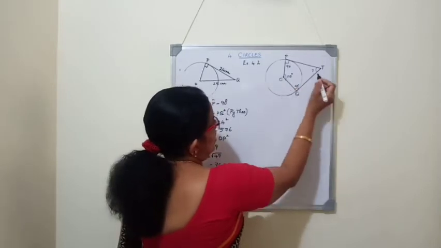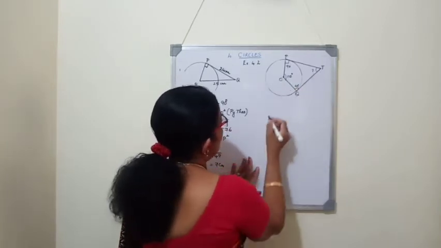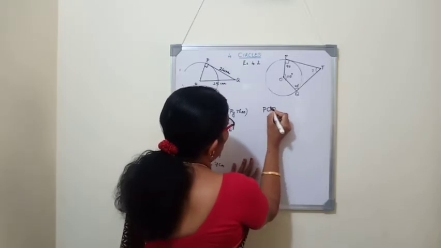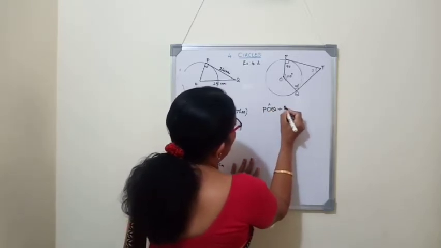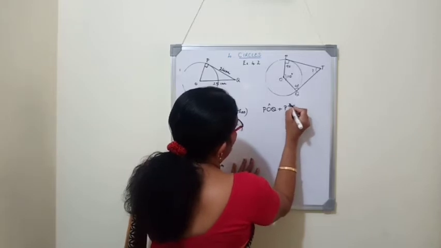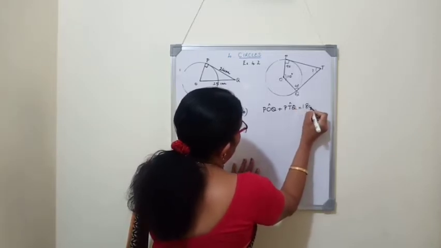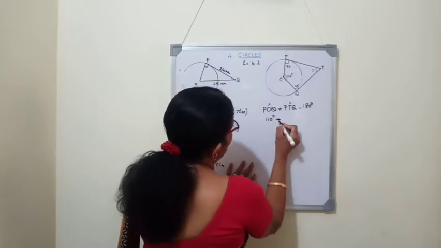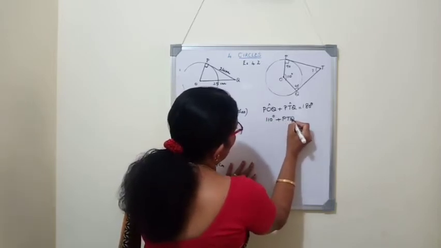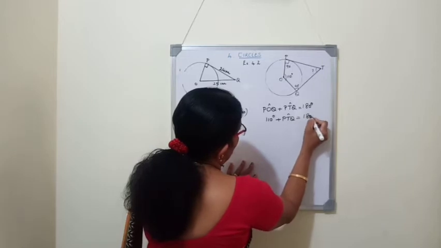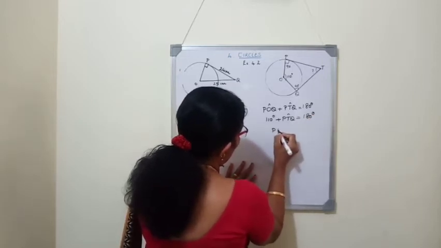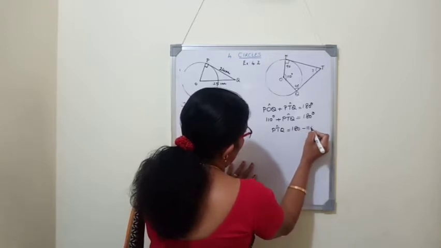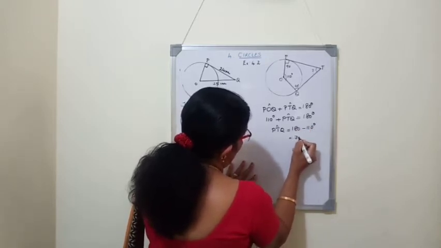Angle O plus angle T will be 180 degree. So angle O we can write POQ. Angle POQ plus angle PTQ is equal to 180 degree. Now POQ is 110 degree. 110 degree plus PTQ is equal to 180. Therefore PTQ is equal to 180 minus 110 equals 70 degree.